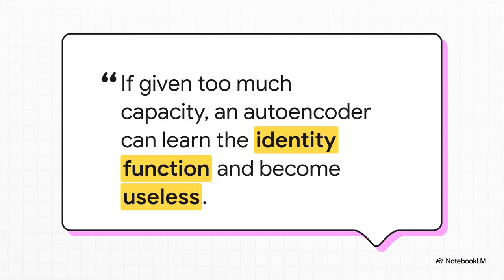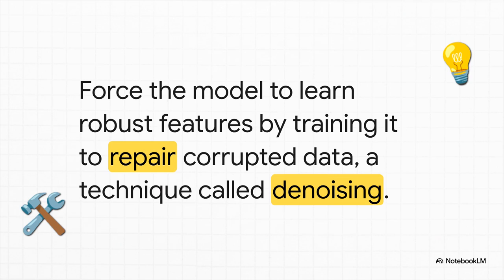Exactly. If the autoencoder can perfectly copy the input, it never actually has to learn anything meaningful about the data itself. It just learns a function that perfectly reverses itself, which, for our goal of understanding the essence of the data, is completely useless. The solution to this is just wonderfully clever.